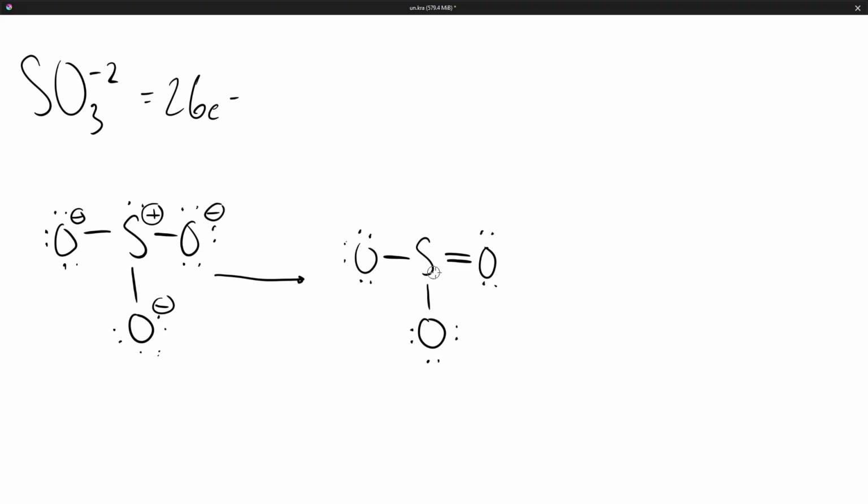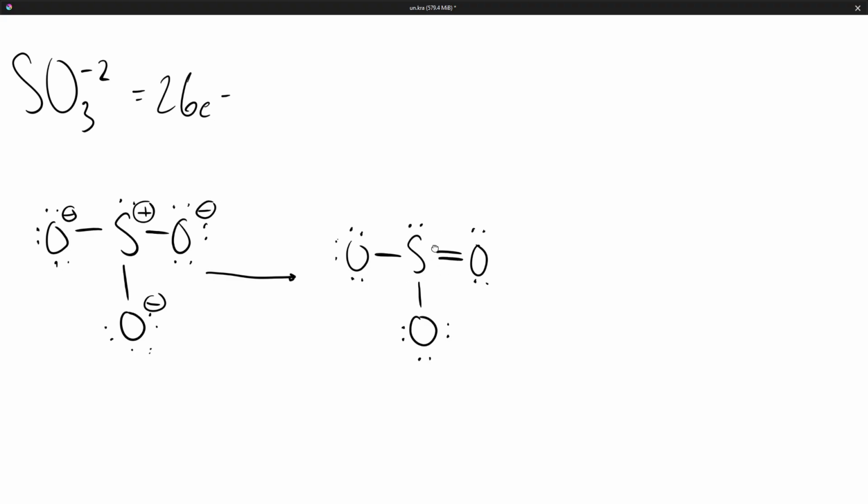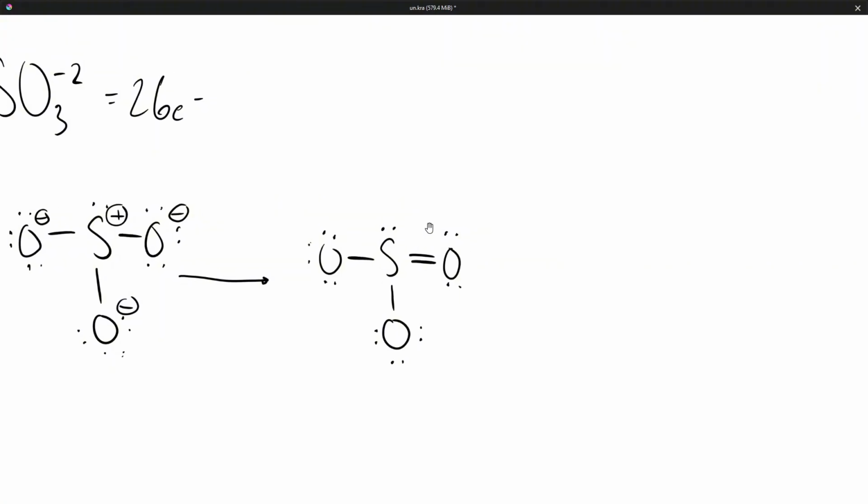And here we have 2, 4, 6, 8, 10, 12, 14, 16, 18, 20, 22, 24. The last 2 electrons go on top of here, giving sulfur an expanded valence shell. So now let's look at formal charges. Oxygen has 0 formal charge since 1, 2, 3, 4, 5, 6. This one has a negative 1. So does this one. But this sulfur has 0 formal charge.